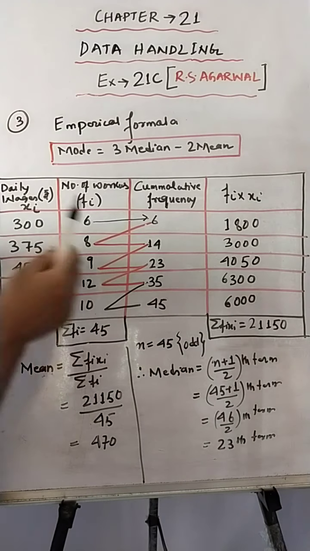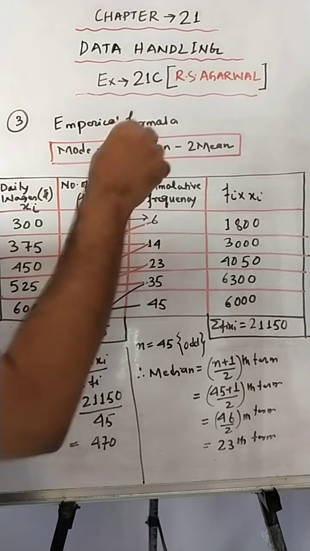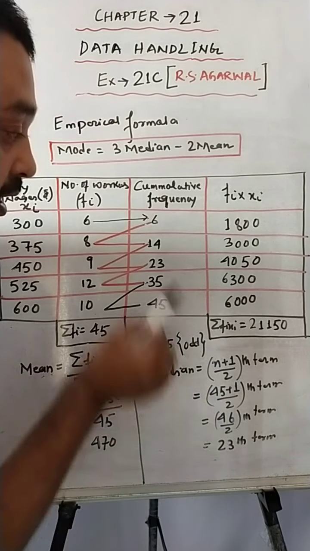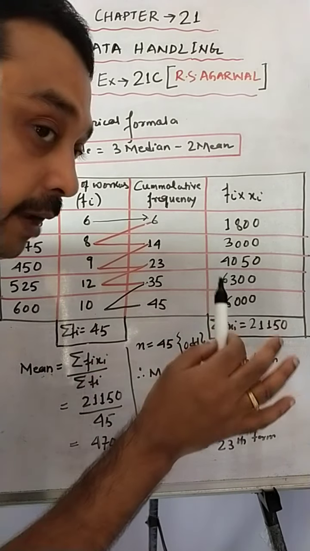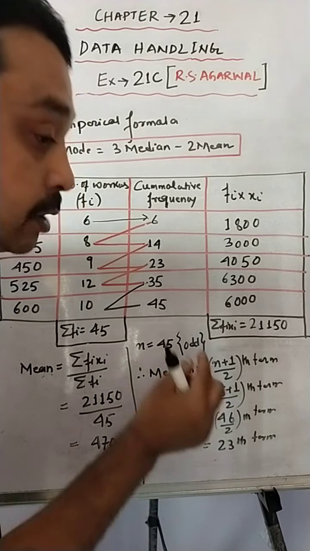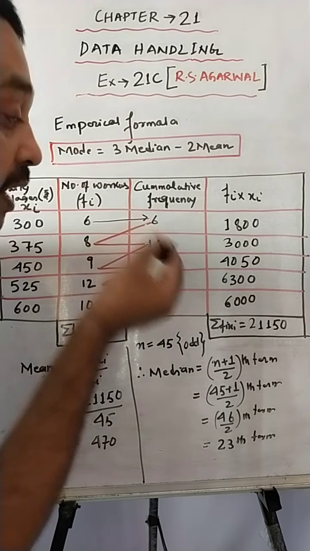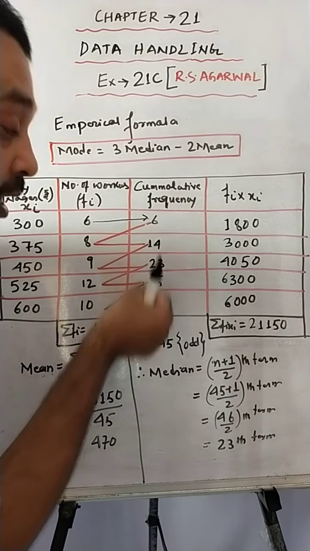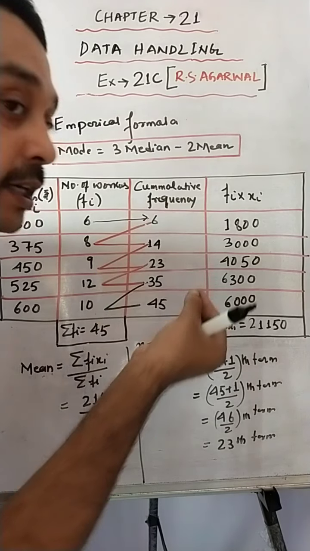For this, you have to again go to the cumulative frequency column. You have to check whether 23 is present in the cumulative frequency chart. If it is, then it is okay. But if this number is not present, then take the first number in the cumulative frequency column which is greater than 23.